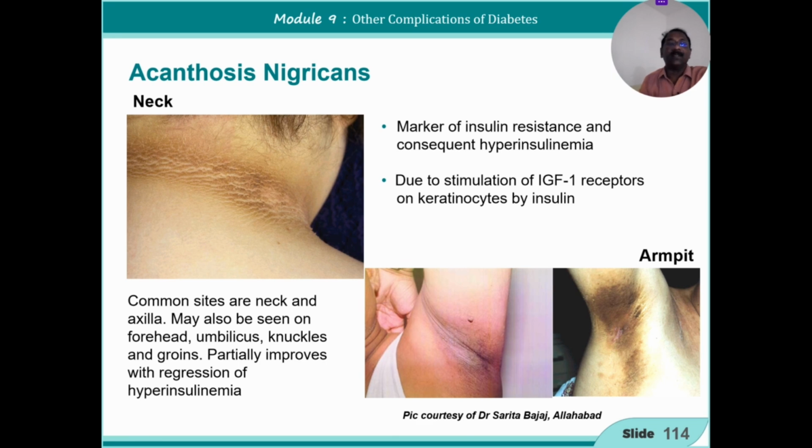Acanthosis nigricans is very common. It is a marker of insulin resistance and consequent hyperinsulinemia. It is due to stimulation of IGF-1 receptors on keratinocytes by insulin. Common sites are the neck and axilla; it may also be seen on the forehead, umbilicus, knuckles and groin. It partially improves with regression of the hyperinsulinemia.